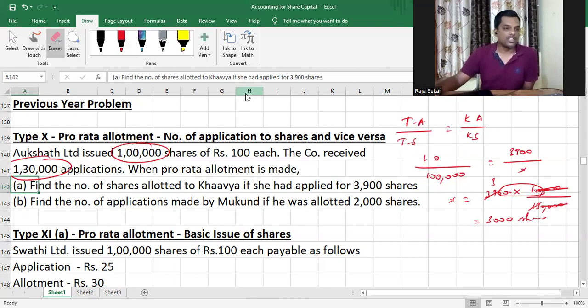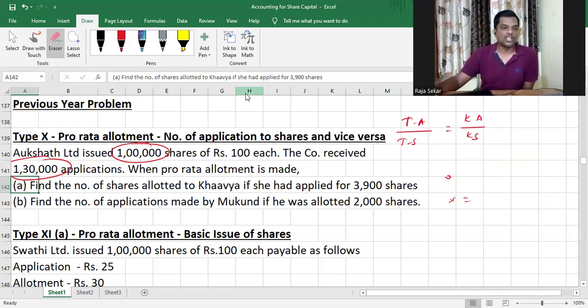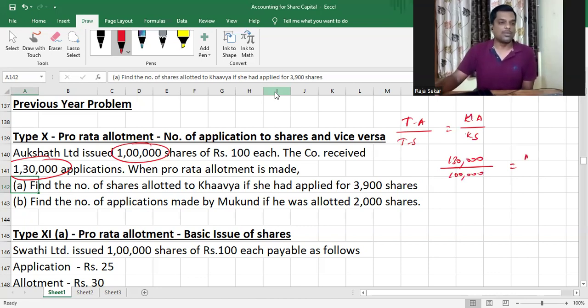Now we also have another question here, my dear children. The question is, find the number of applications made by Mukund if he was allotted 2,000 shares. So we have to find the number of applications of Mukund. Again, going by the formula, it is 1 lakh 30,000 divided by 1 lakh shares is equal to Mukund's applications divided by Mukund's shares. Do we have the number of Mukund's applications? We do not have that. So that will be X divided by the number of shares allotted to Mukund, which is 2,000, my children.